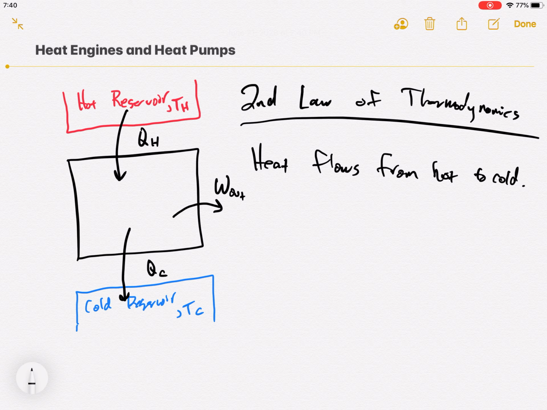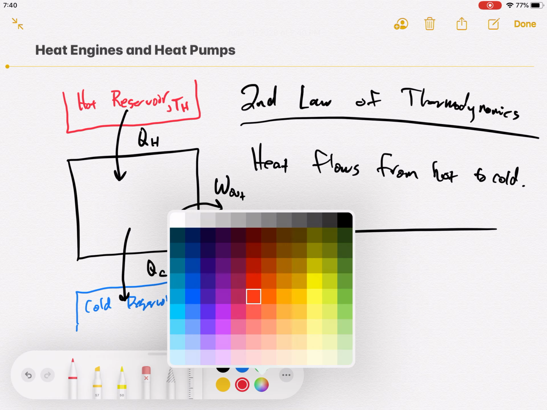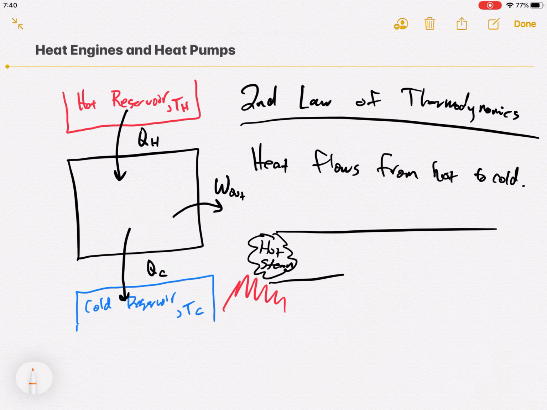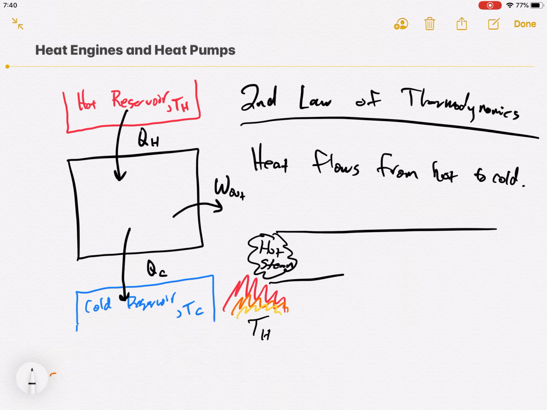What would this look like? Well, imagine we have some gas. This could be like hot steam. And that steam could be heated with some, I don't know, some flame. Inside of that I need some orange, and then maybe some yellow. Perfect. There's my hot reservoir, so we're at T hot.